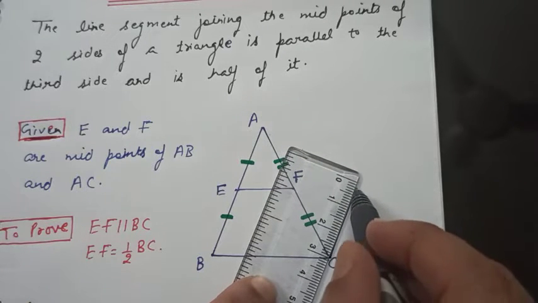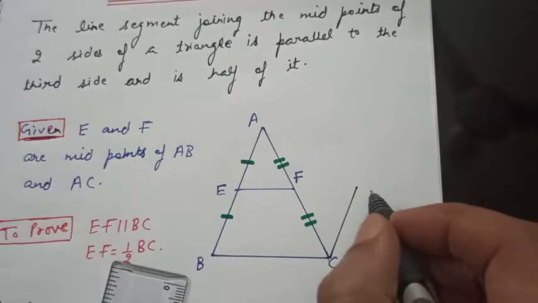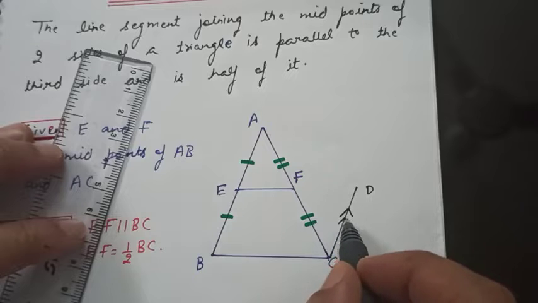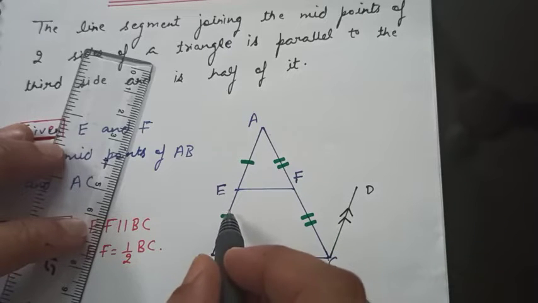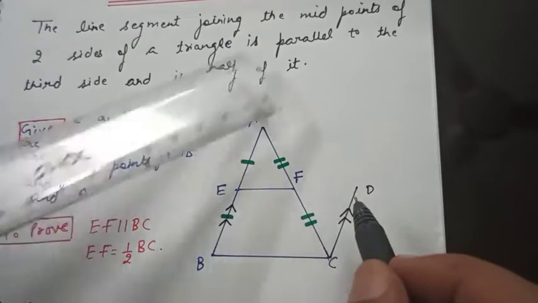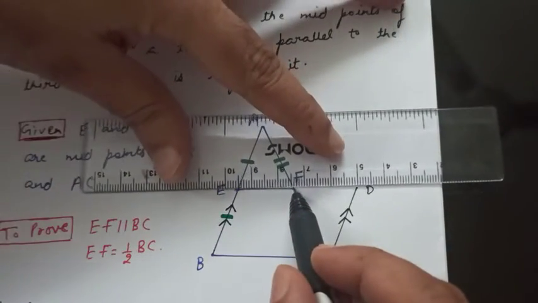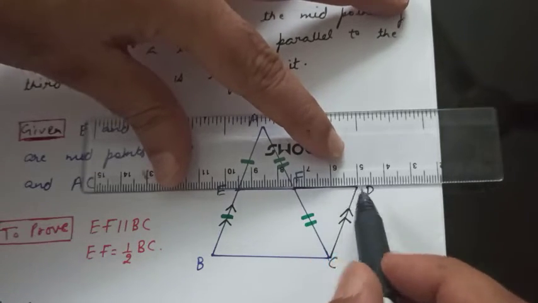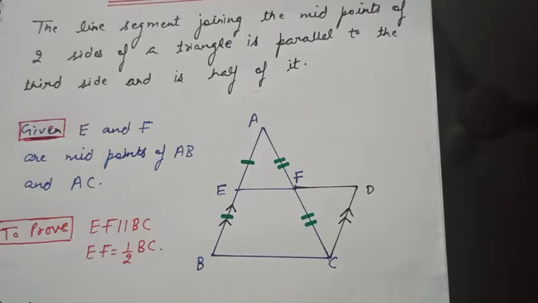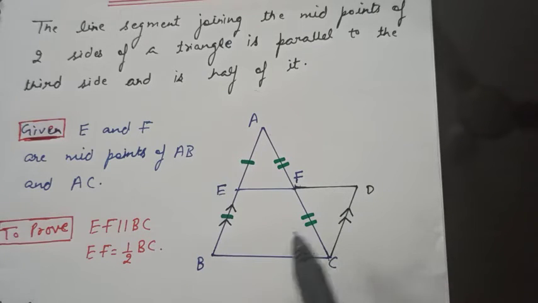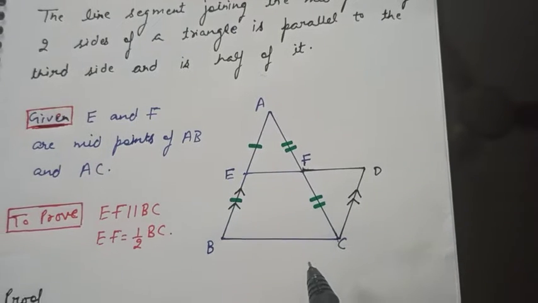So I'm drawing a line CD parallel to AB, right? I'm drawing this parallel such that it meets EF produced at D, right? So this is a construction I've done. Draw CD parallel to EB or BA, you can say, right?